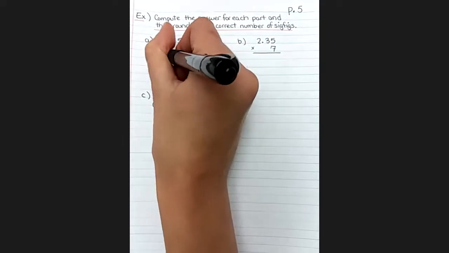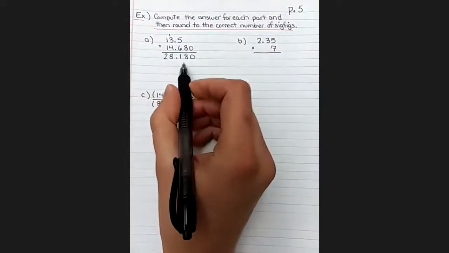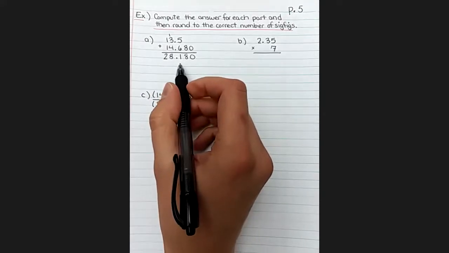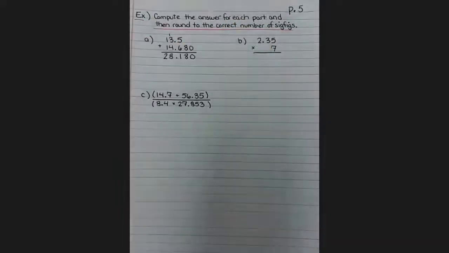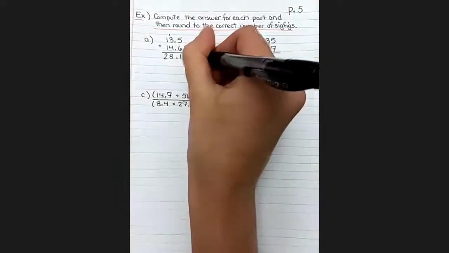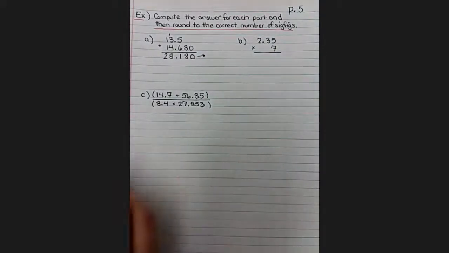Brings me back to those good old days in elementary school. Okay, so my first answer that I reached is 28.180. So that's going to be the correct answer. And then I want to round that to the correct number of significant figures. So I'm going to put an arrow here indicating that I'm going to round it. And then I'm going to check my rules.